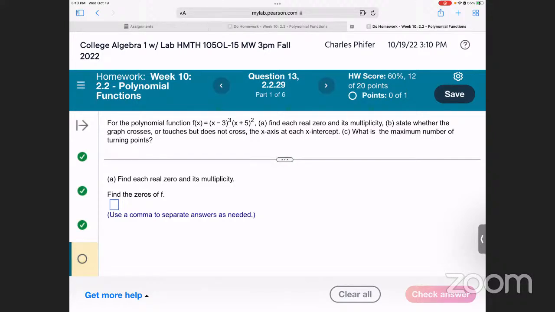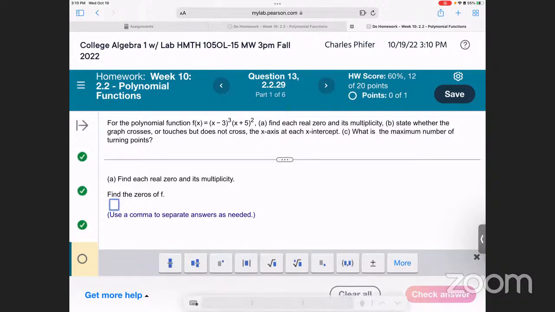For this polynomial function, find the zeros, right? Again, fortunately, it's already factored, so we can just look at it and write the zeros, 3 and -5.